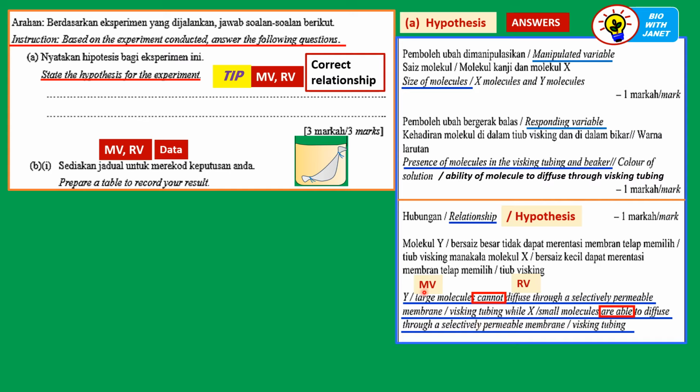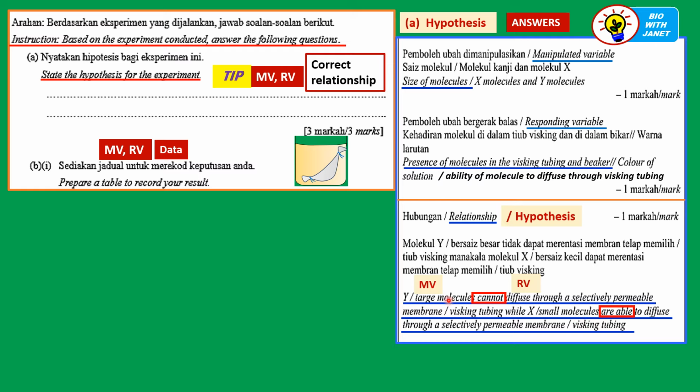The MV is the size of molecules: the large molecules such as Y molecules or starch molecules, and the smaller molecules such as the X molecules or iodide ions or iodine molecules. Then the RV is the ability of the molecule to diffuse through a selectively permeable membrane, cannot diffuse and can diffuse through the selectively permeable membrane, which is the whisking tubing. Then your correct relationship is that Y cannot diffuse through the selectively permeable membrane, but X can.